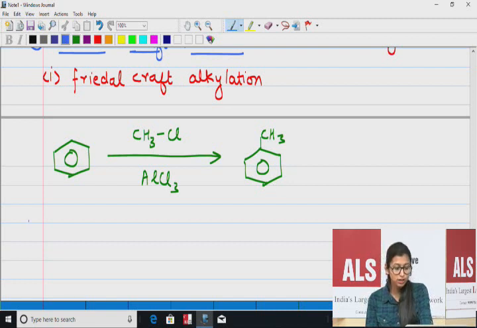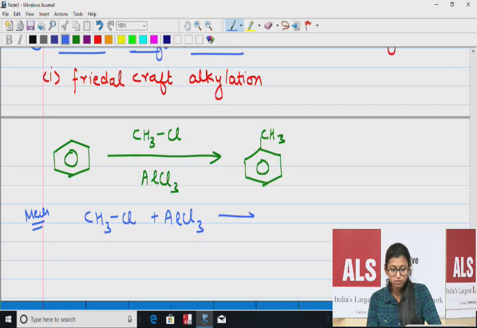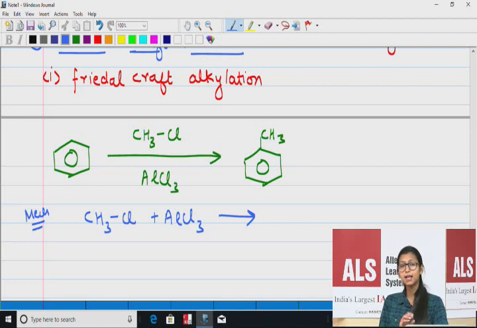Everyone, now look at the screen. I am writing the mechanism for this. See, we have a CH3, we have a chlorine, okay? Now, can you people tell me what will happen if I put the AlCl3 here? I have an alkyl halide this time. This is methyl chloride, present in the presence of AlCl3. What will happen now? Tell me.